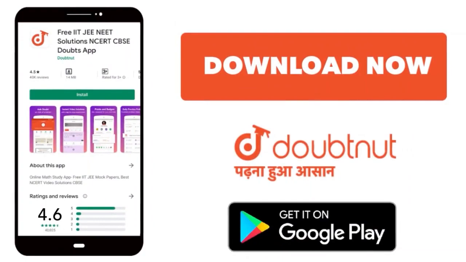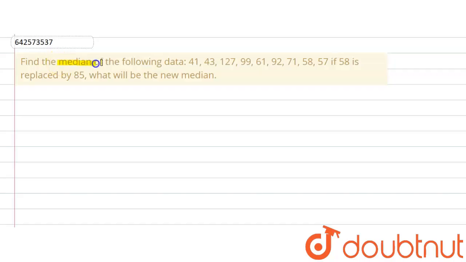Download Doubtnut app today. The given question says that find the median of the following data. We are given this data: 41, 43, 127, 99, 61, 92, 71, 58, 57. This is the data we are given, and we are supposed to find out the median of this data.